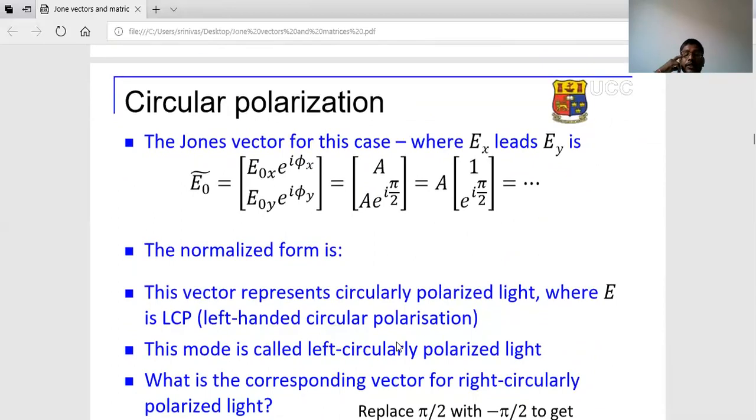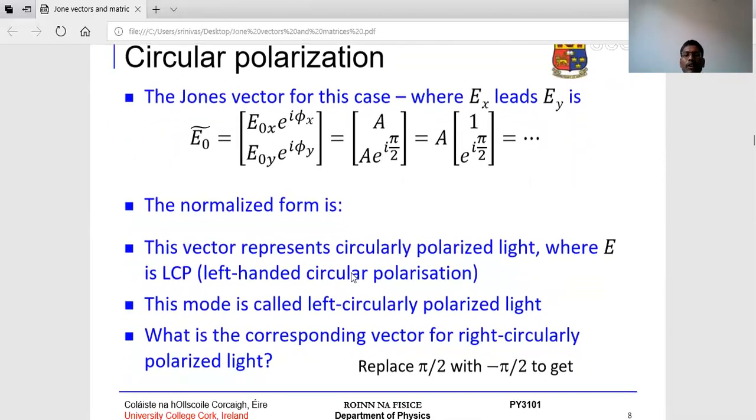Next, circularly polarized light. The Jones vector in this case, where E naught x equals E naught y, is E naught x e^(i phi x), E naught y e^(i phi y), with a phase difference of e^(i pi/2). The common factor A gives (1, e^(i pi/2)). Then the normalized form of these vectors represents circularly polarized light, left-handed circularly polarized. This mode is called left circularly polarized light. For right circularly polarized light, replace pi/2 with minus pi/2, giving (1, e^(-i pi/2)).